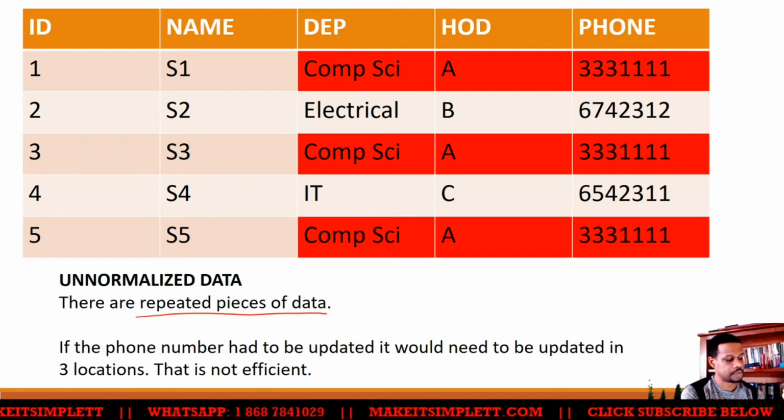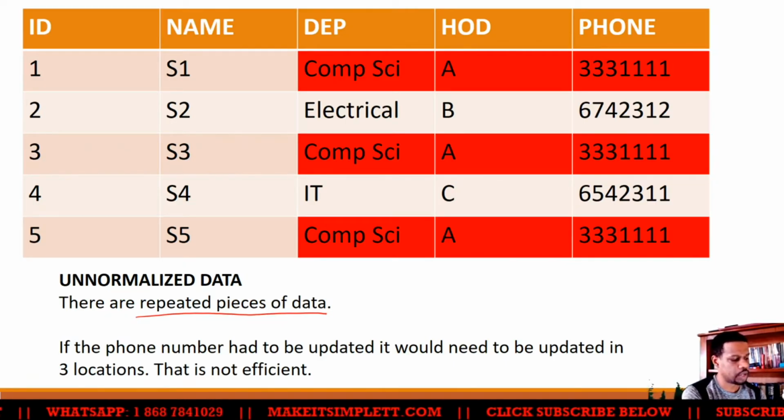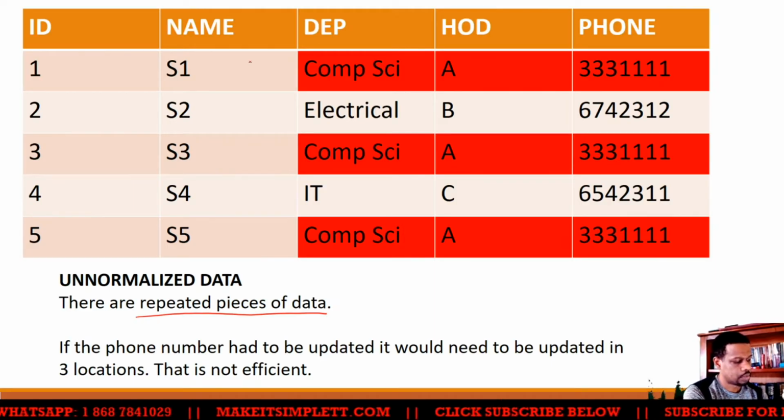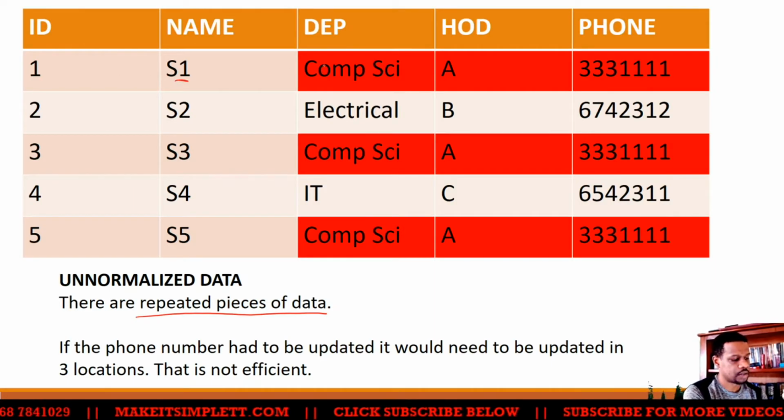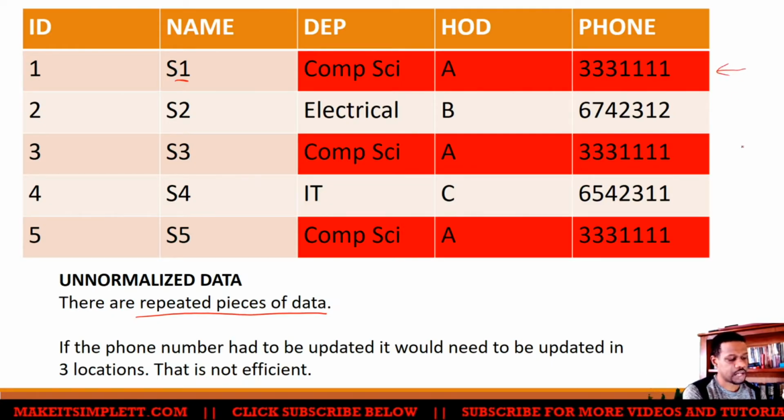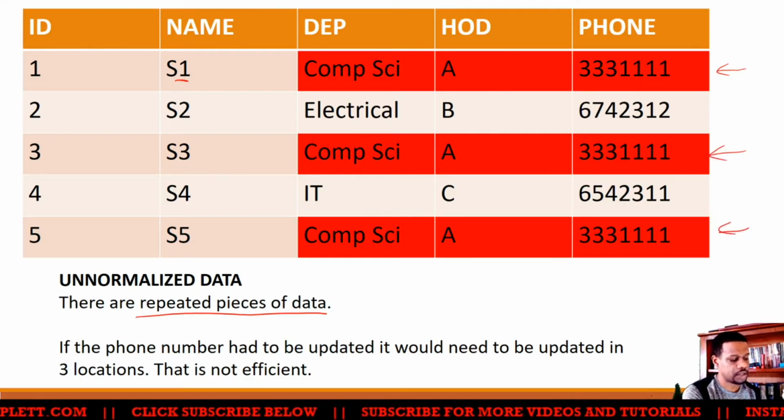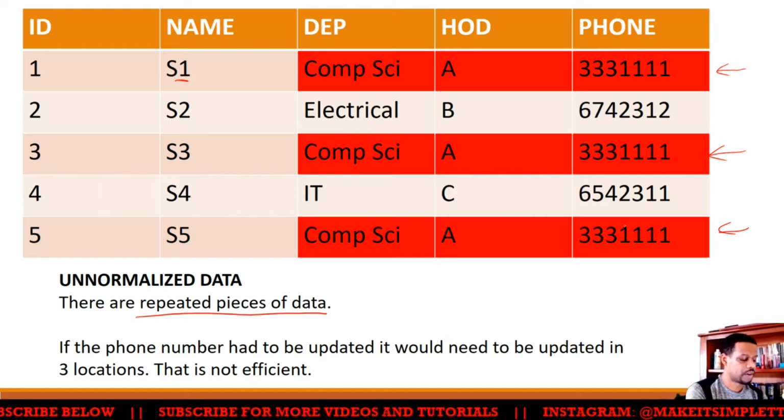So unnormalized data usually has that, or repeated pieces of data. Let's say you have a person whose name is student 1. They're doing ComSci, the HOD is A, and the phone number of the HOD is that. Everybody knows that the HOD is A and the phone number is that, but each time you list ComSci, you're going to list the HOD and the phone number. So you have a problem.